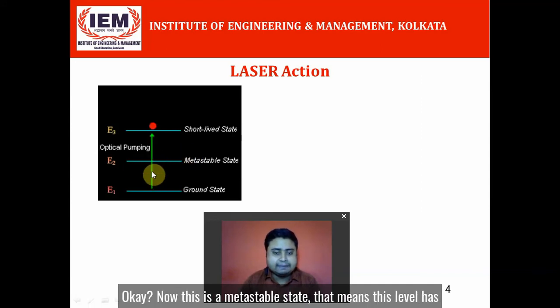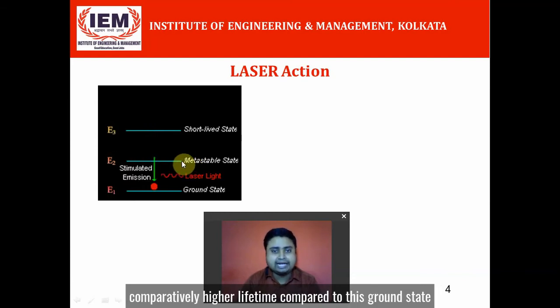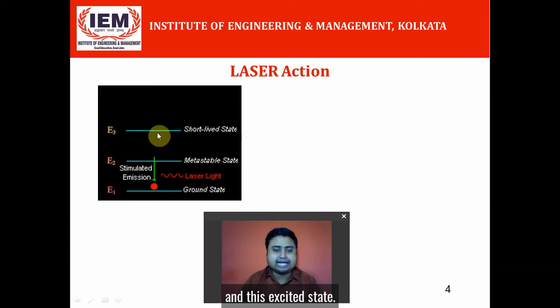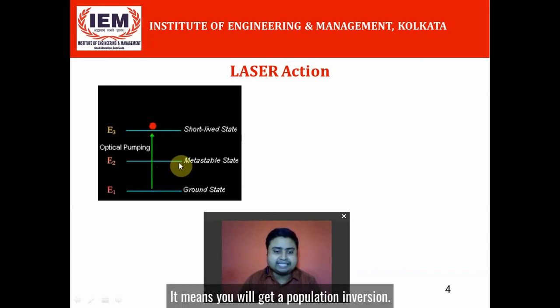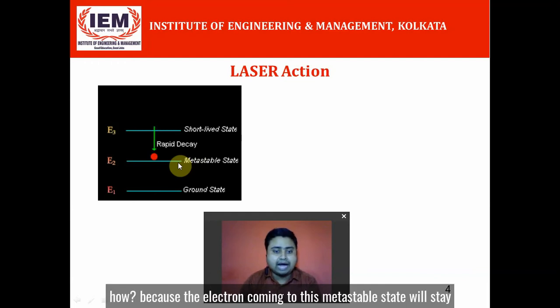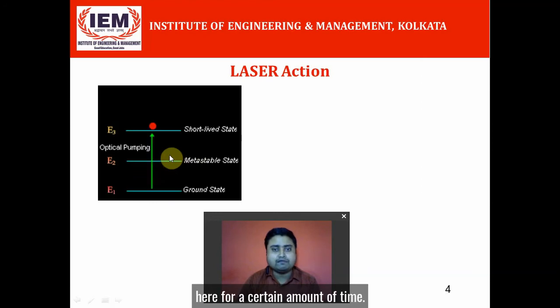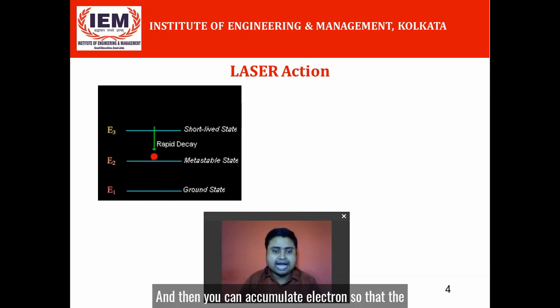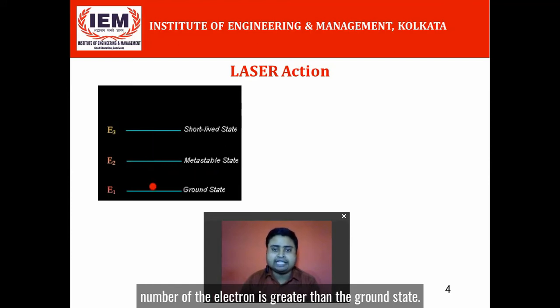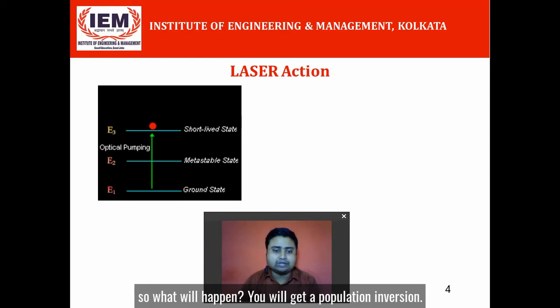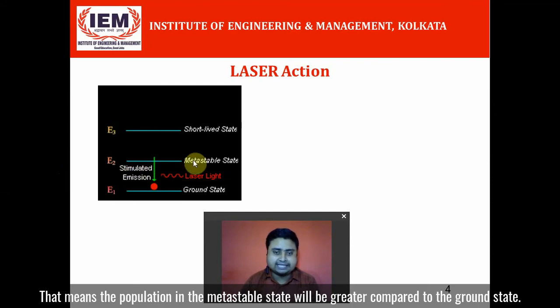Okay. Now this is a metastable state. That means this level has a comparatively higher lifetime compared to the ground state and this excited state. It means you will get a population inversion. How? Because the electron coming to this metastable state will stay here for a certain amount of time, and then you can accumulate electrons where the number of electrons is greater than in the ground state. So you will get a population inversion. That means the population in the metastable state will be greater compared to the ground state.